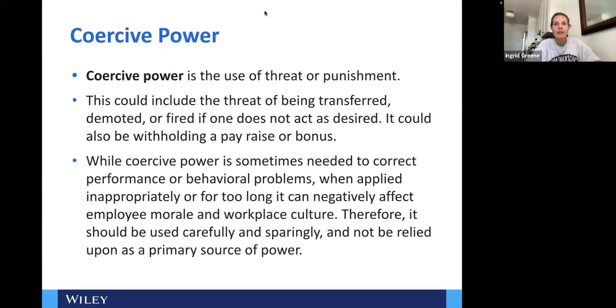Coercive power. So this is the use of threat or punishment. And you have to use this very carefully, right? The threat of being transferred, demoted, or fired if one does not act as desired. It could also be withholding a pay raise or a bonus. Yikes. I'm not gonna lie to you, I don't think I've ever been in this role, thank goodness, with coercive power.